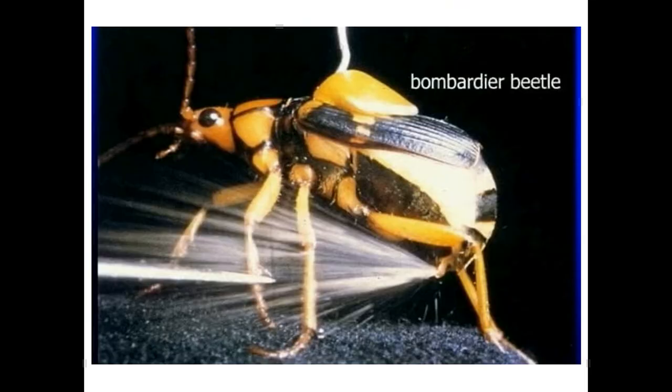Just for information, the bombardier beetle actually squirts out acid spray when it meets danger. When it is in danger, it sprays out acids to try to ward off its predators.